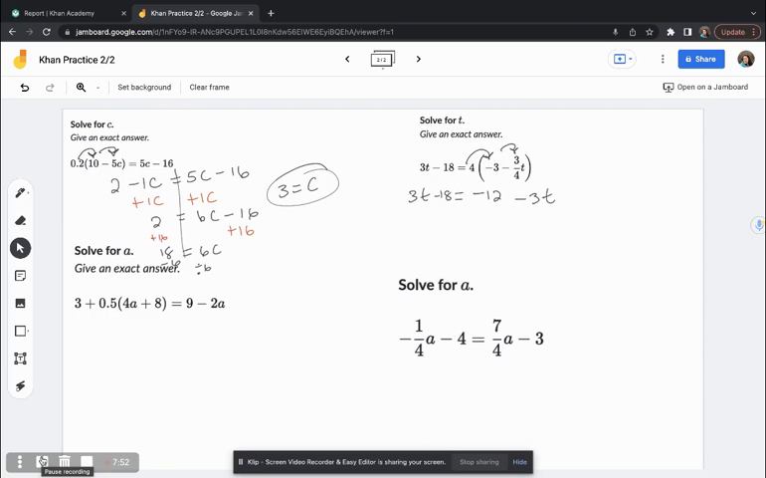Right, and then same thing here. So variables on both sides. I want to cancel one out. So minus 3t, minus 3t. Negative 3 and negative 3 is going to give us negative 6. And then I would add 12 to both sides. Negative 18 plus 12 is going to give us negative 6 equals negative 6t. And then I divide by negative 6. And that is going to give us 1 equals t.